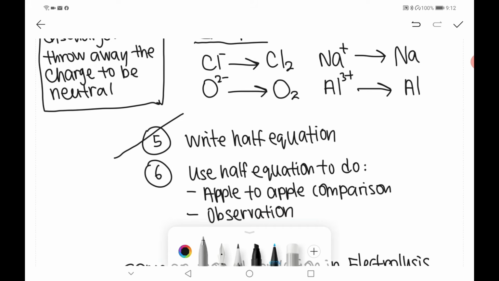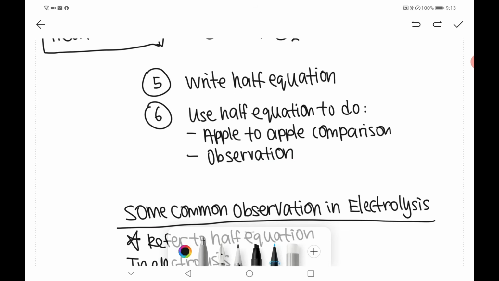Lastly, we can now use the half equation to get the observation. Apple to apple comparison, I don't need to explain, it's the same thing. You look at the half equation, then you will know whether you lose electrons or gain electrons. Then you know whether you undergo an oxidation or reduction process, and whether you are an oxidizing agent or reducing agent. This is something that we do many times already, so I won't discuss it in this lesson. We will go directly to the observation.